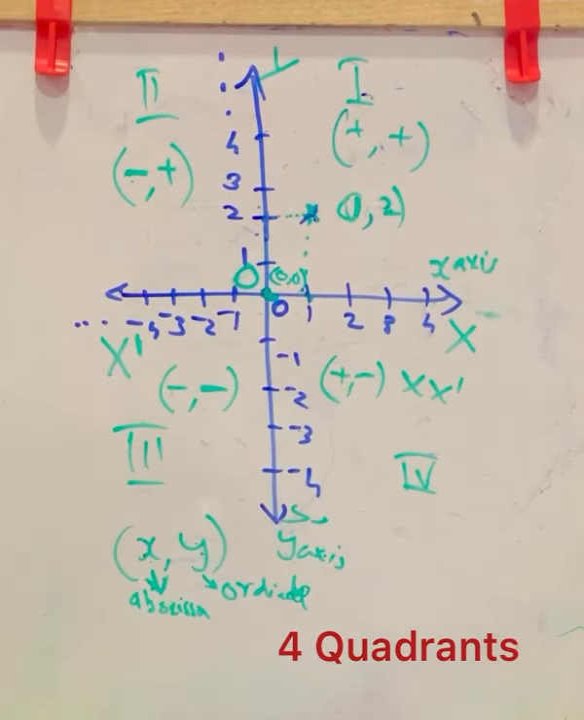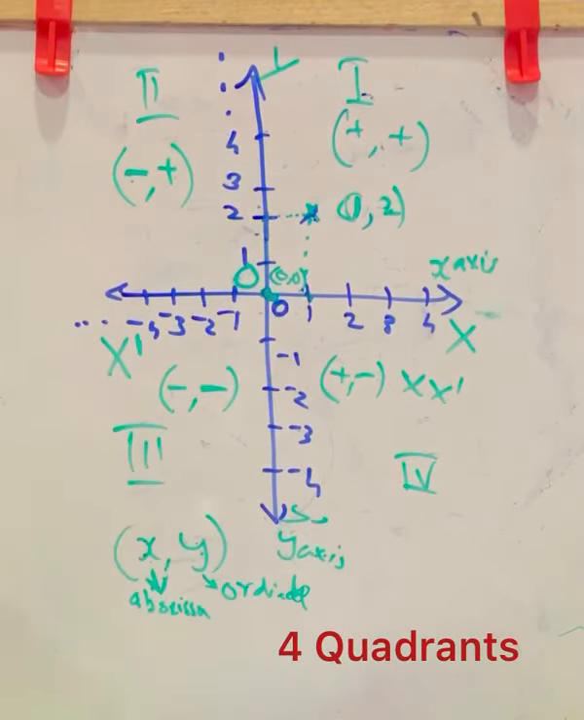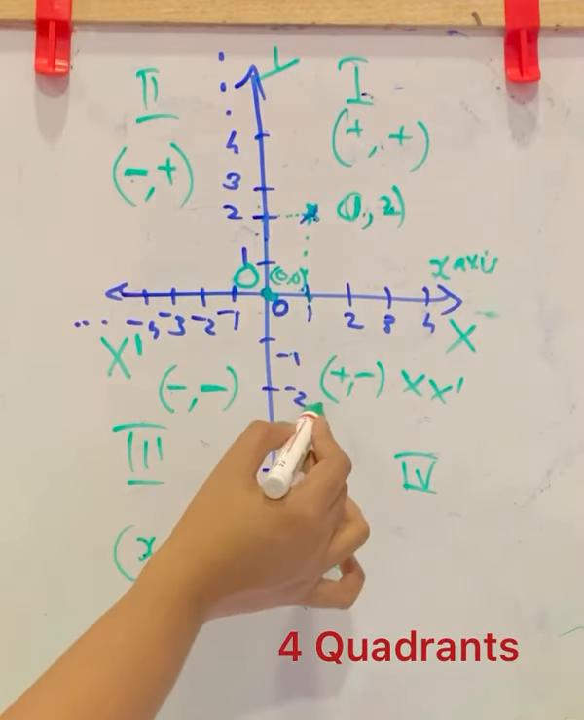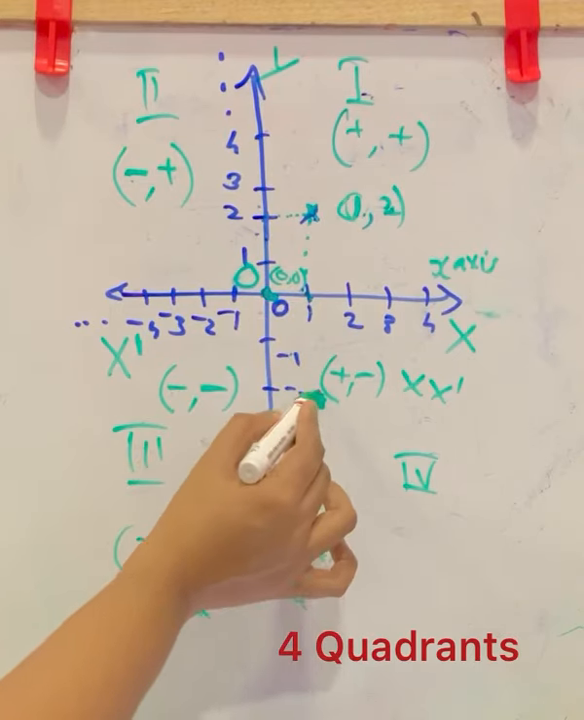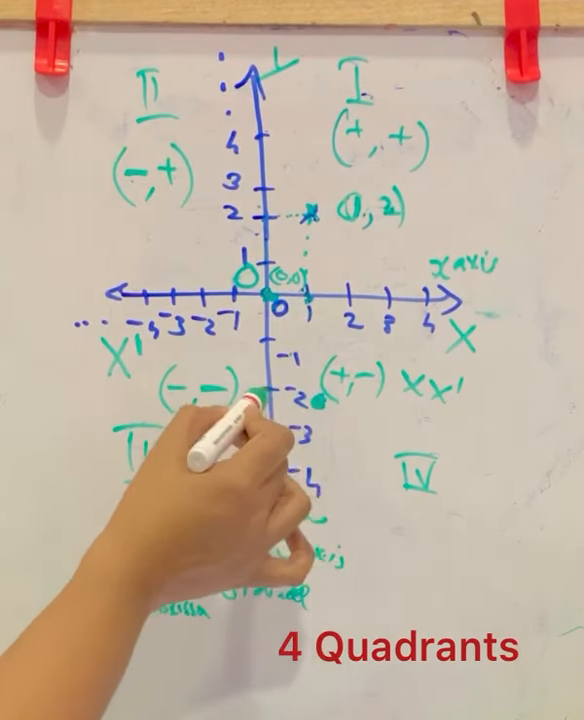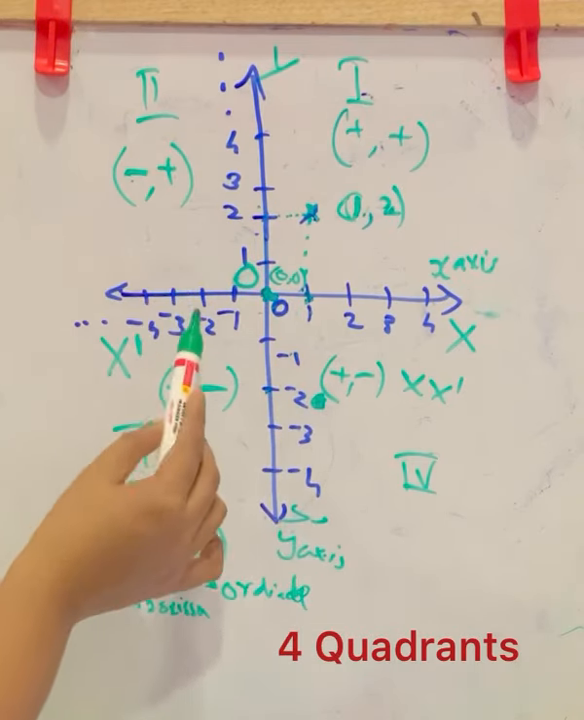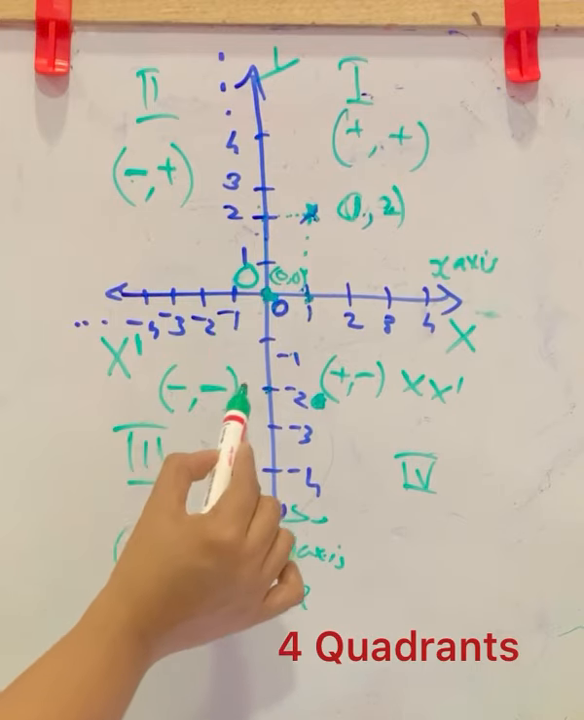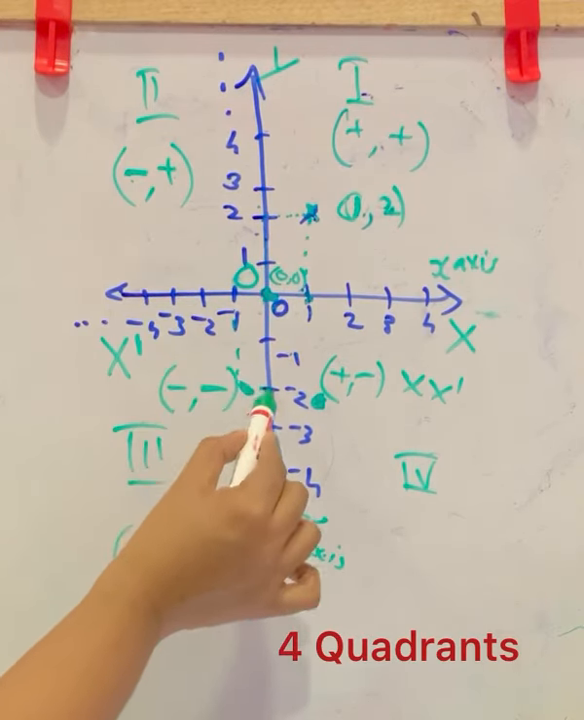Now all the points in this plane have unique values. This is 1, 2. Here we will have 1, negative 2. That is, 1 is the distance from here, that is x coordinate, and y is negative here. So 1, negative 2. And negative 1, negative 2 is here.